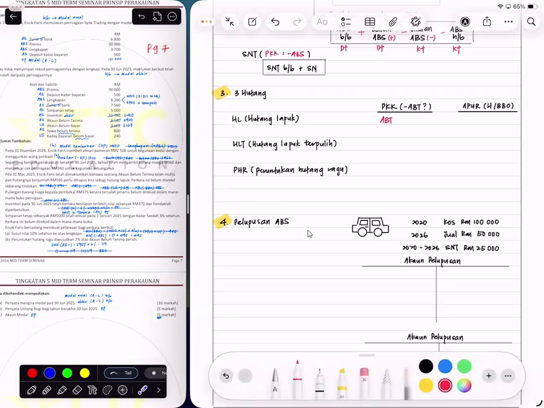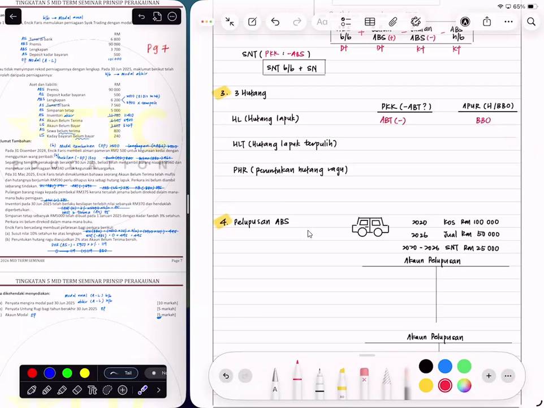Yes, minus ABT. And you lost the customer, you lost the money already. You need to bear the losses. So it will be hasil or belanja for company? It will be belanja, right?